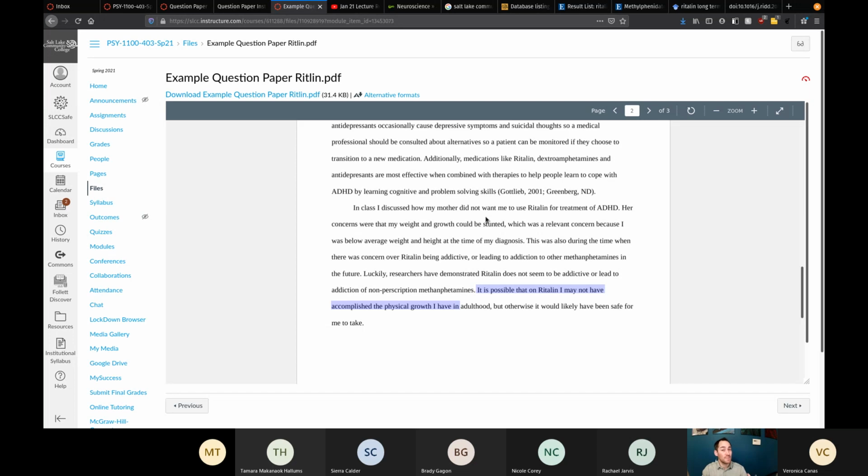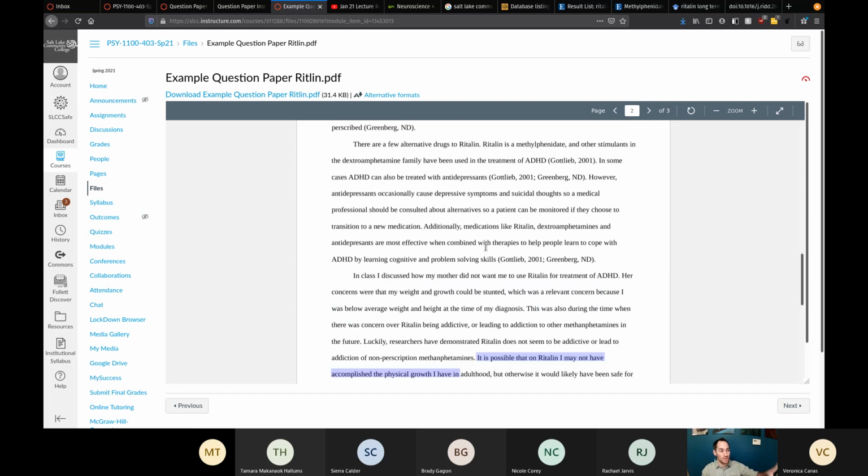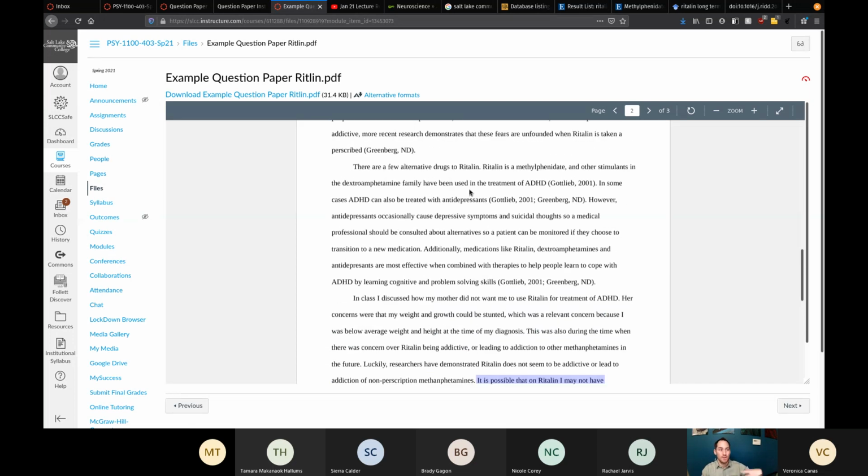So it doesn't have to be only the research report and reporting the research. You can put in this is why it's important to me, this is why it's relevant to me, that kind of thing. It should mostly be the research, but you don't have to stay totally detached from it too.